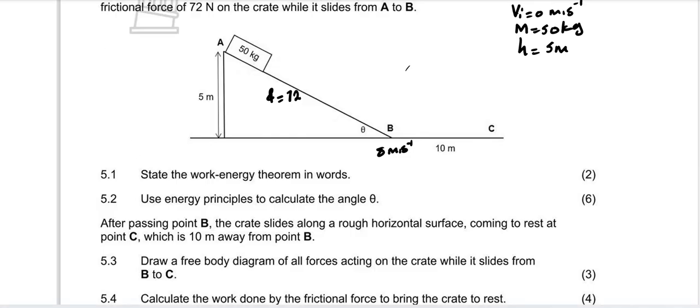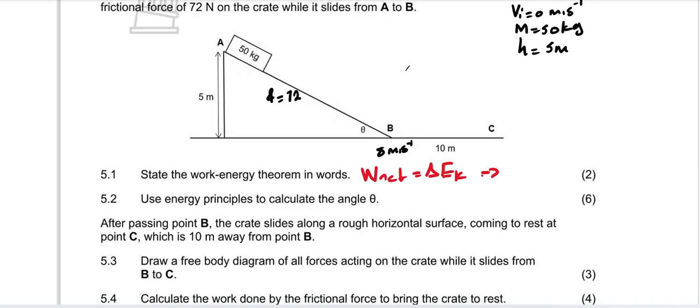They're saying state the work energy theorem in words. What I know about physical science is that 80% of the definitions come from their formulas. We know the work energy theorem formula says net work is equal to the change in EK. So now let's apply the formula to get the definition.